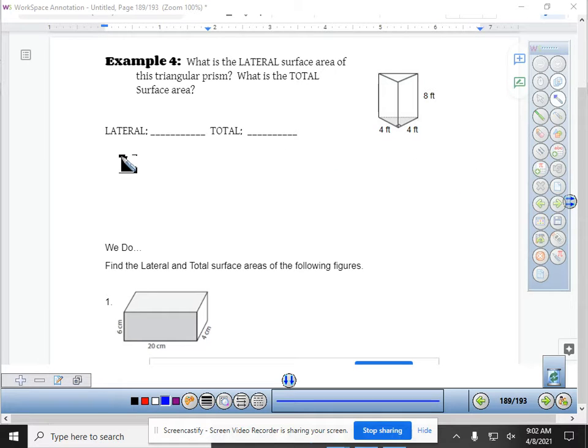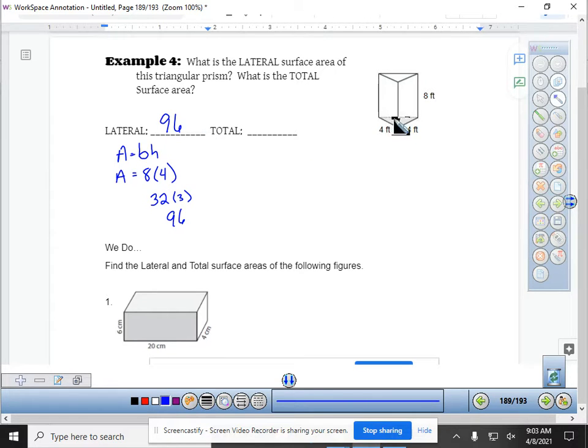What is the formula for the area of a rectangle? Area equals base times height. We are looking at just the rectangles. Remember, you have to look at this three-dimensional figure as what it is. So what are the measurements of the rectangle, the dimensions? 8 times 4, which is 32. But wait, how many? 3. 96. So the lateral surface area is 96.